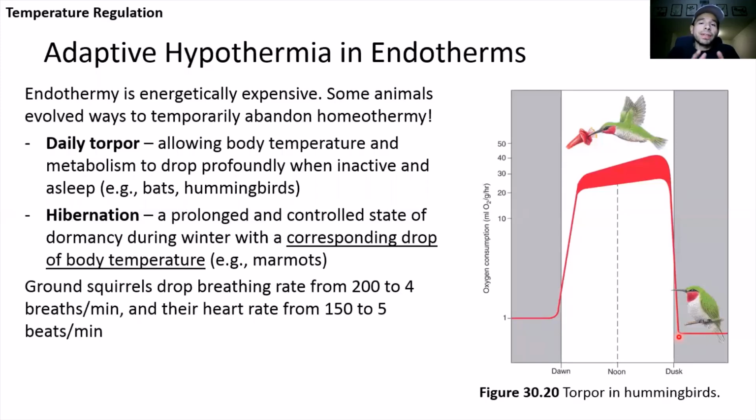Sometimes this period of inactivity is much longer in duration. For example, in hibernation, a prolonged and controlled state of dormancy during winter with a corresponding drop of body temperature. Okay, that's the important part. A lot of people think of a hibernating animal like a bear, but when bears sleep for a long time in the winter, their body temperature doesn't drop that much, so they are not hibernating. But animals like marmots, who sleep for a long time in the winter and also drop their body temperature, they're hibernating.